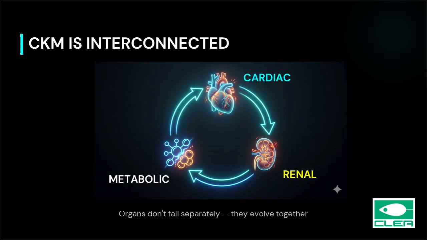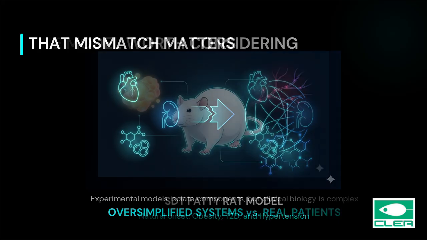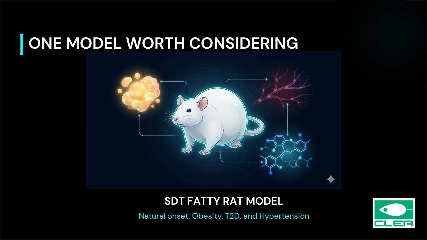In real patients, metabolic dysfunction, kidney disease, and cardiovascular complications don't occur separately. They evolve together. But most experimental models still isolate these components. So we test drugs in simplified systems and expect them to work in much more complex biology. And that mismatch is difficult to bridge. So naturally, there's increasing interest in models that better reflect this complexity.